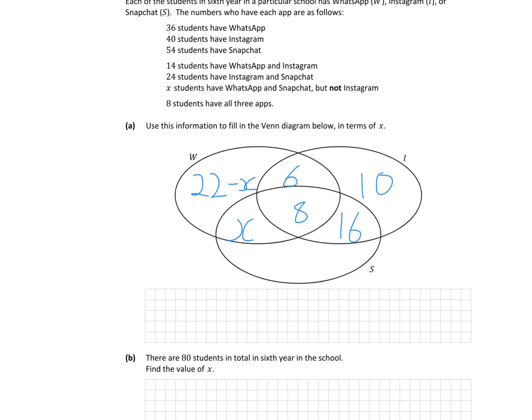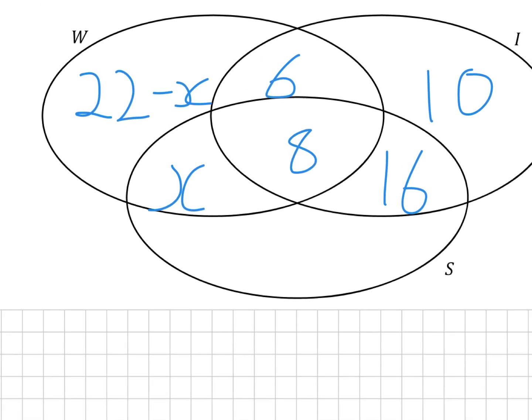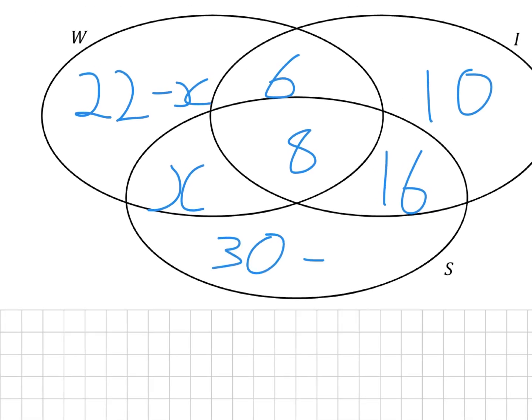I'm going to do the same thing for Snapchat only. So 54 students have Snapchat. I've already got some of them filled in here. So I'm going to take 16, 8, and X away from that 54. So when I take away 16 and 8, I'm left with 30. And I still need to take away X, even though I don't know what it is. So I'm going to leave that in terms of X. I've taken away 16 and 8 to bring my 54 down to 30. But I still need to take away X. I can't do that until I know what it is.